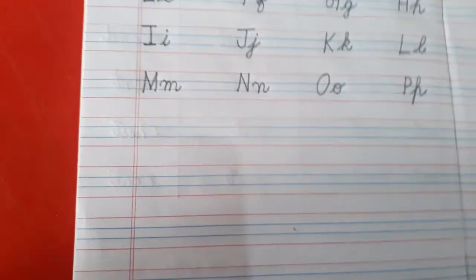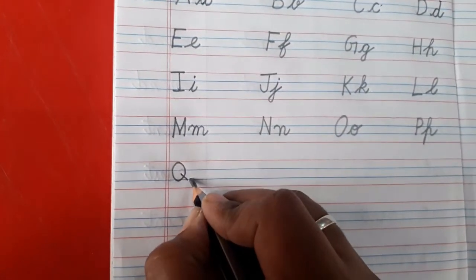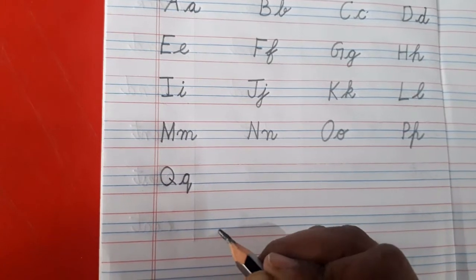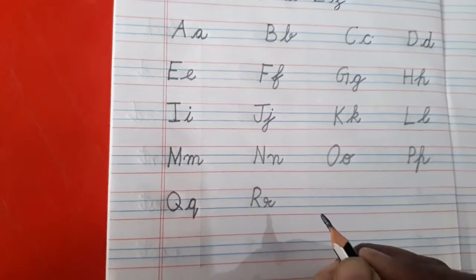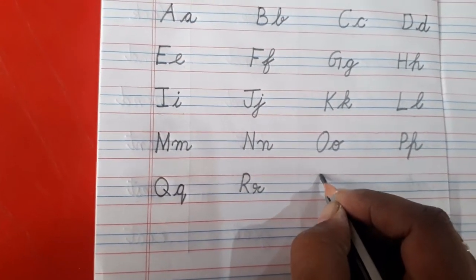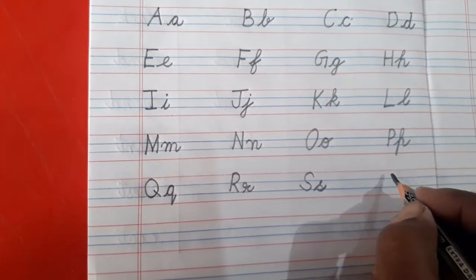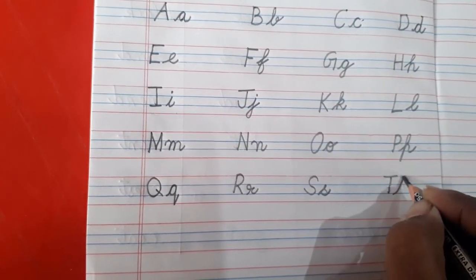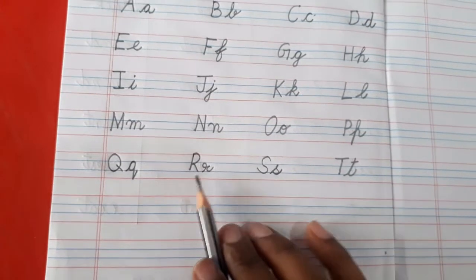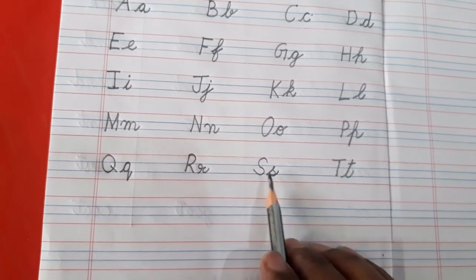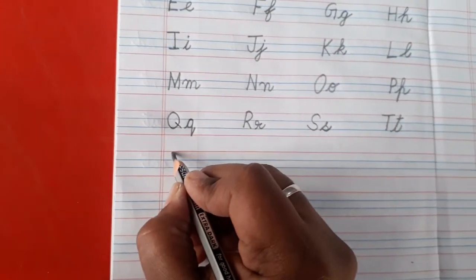Now, which is the next alphabet? Q. Q, Qu. R, R. S, S. T, T. Q, Qu, R, R, S, S, T, T. Clear? Now we have U.